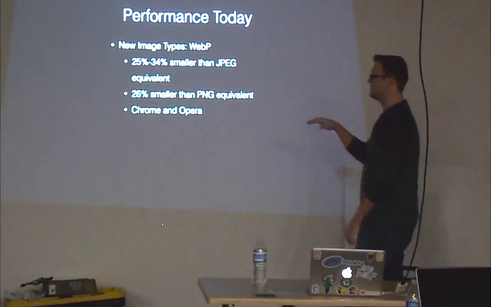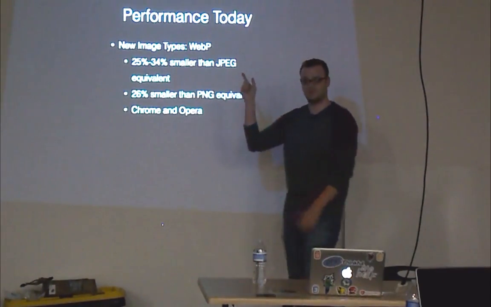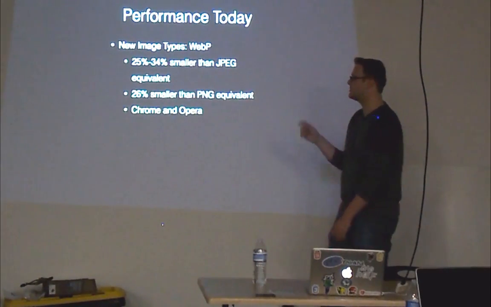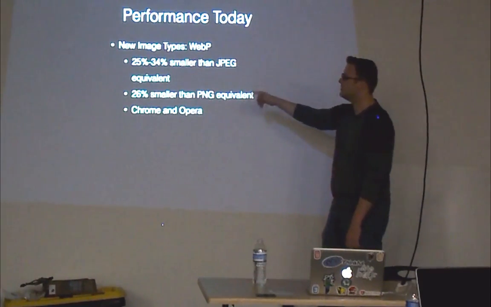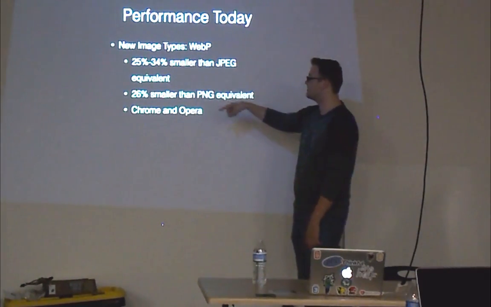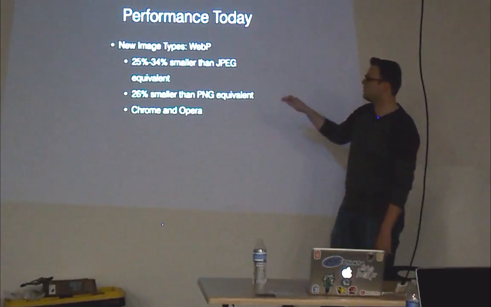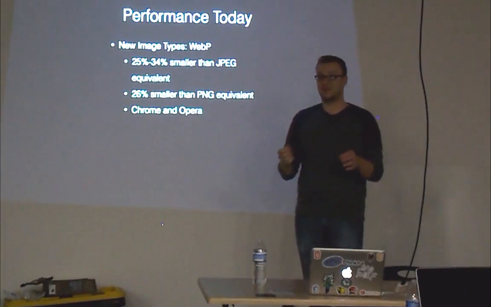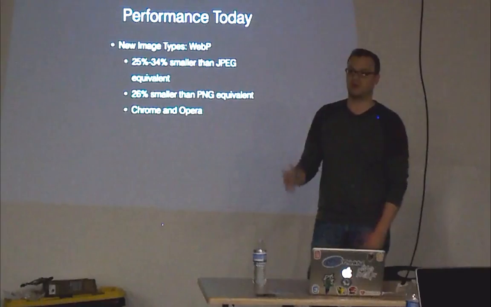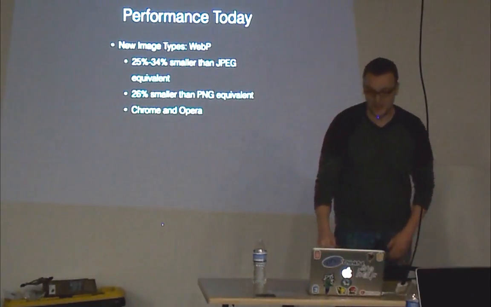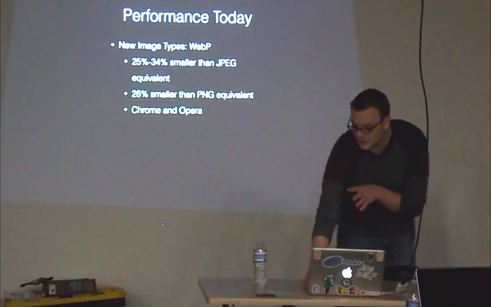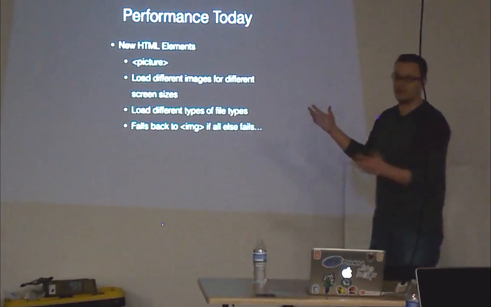Looking at image types, Google released WebP, which is a new image type, and it's 25 to 34 times smaller than the JPEG equivalent, 26% smaller than the PNG equivalent. The only bad thing is it only runs on Chrome and Opera. And you're like, well, what would I use it for then if it's only going to work on 2 different browsers? And that's where we get the help of the picture element.